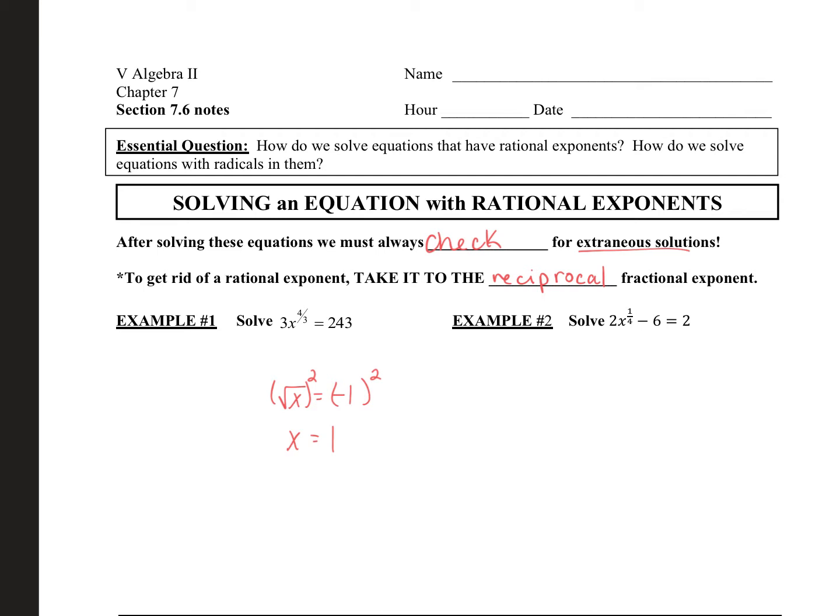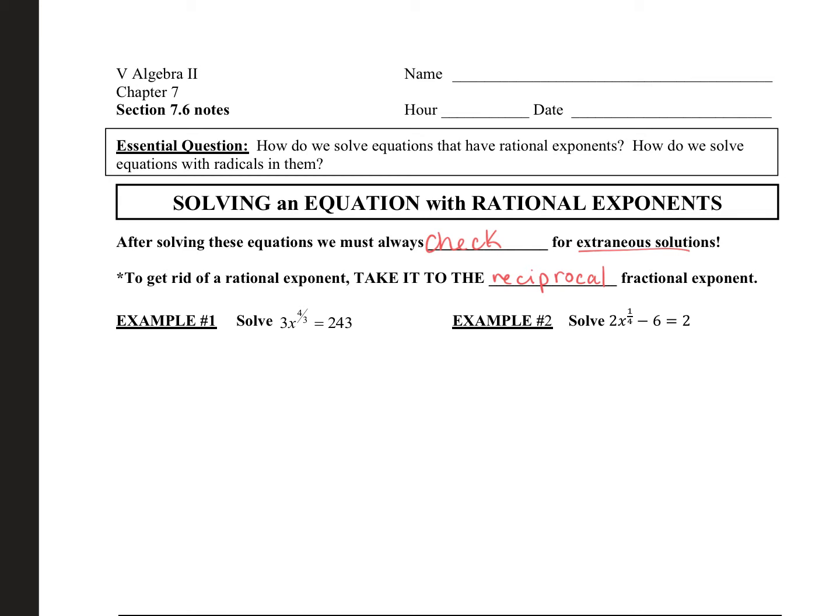I'm going to substitute 1 back into my original equation. My original equation was the square root of x equals -1. If we substitute 1 for x, we get the square root of 1 equals -1. The square root of 1 is just 1, so 1 equals -1. That's not true. So x equals 1 is not a solution, and that would be called an extraneous solution: a solution we find through the process of solving that doesn't actually work. We'll see an example of that later in the notes as well. I'm going to erase this now, and then let's talk about that second part.